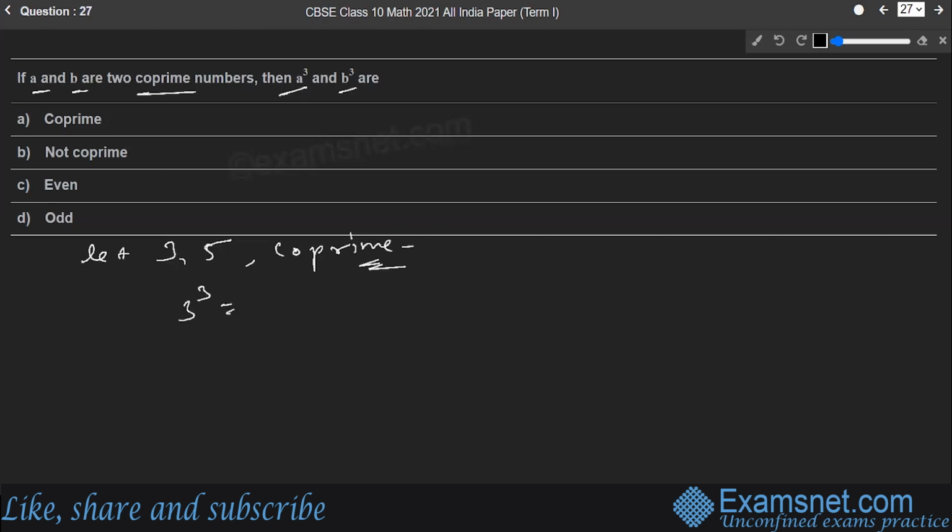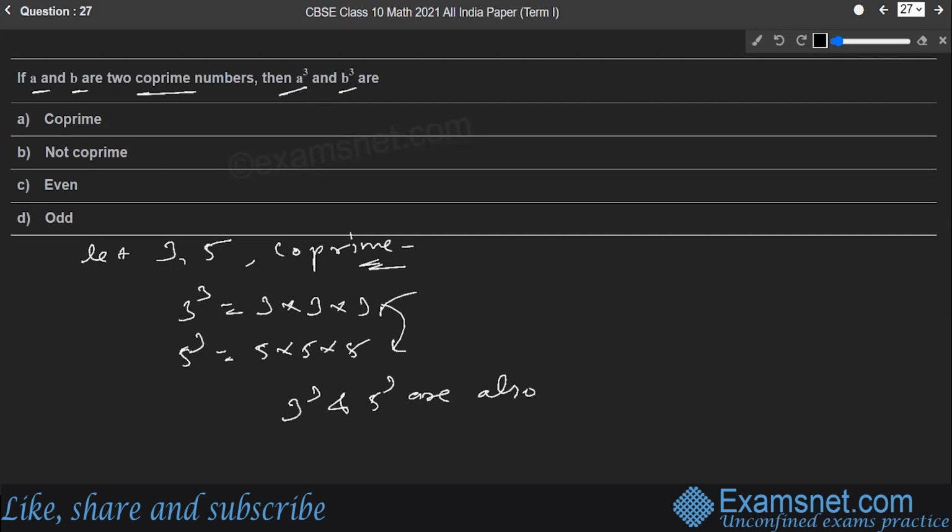So 3 cube will be 3 into 3 into 3, and 5 cube will be 5 into 5 into 5. Naturally there is no common factor coming other than 1. So obviously 3 cube and 5 cube are also co-prime. So we can conclude that 3 cube and 5 cube are also co-prime numbers. Which option does it match with? It matches with option A, that 3 cube and 5 cube are also co-prime numbers. So this is the right answer.